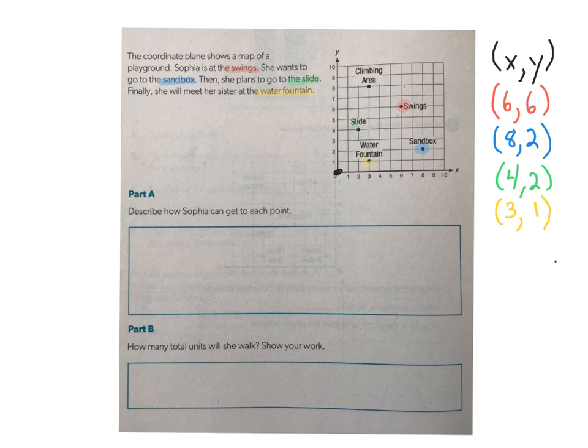Okay, and to move on, part B asks, how many units will she walk? How many total units will she walk? Show your work. I'm going to use the margin to my right to show that work. And what it's asking me is how many total units. So if you remember in part A, we said she moved to the right 2 units and down 4 units to move from the swings to the sandbox. So that was to the right 2, and then it was down 4. 2 plus 4 gives me a total of 6. So I'm going to write 6 units over here in the margin.